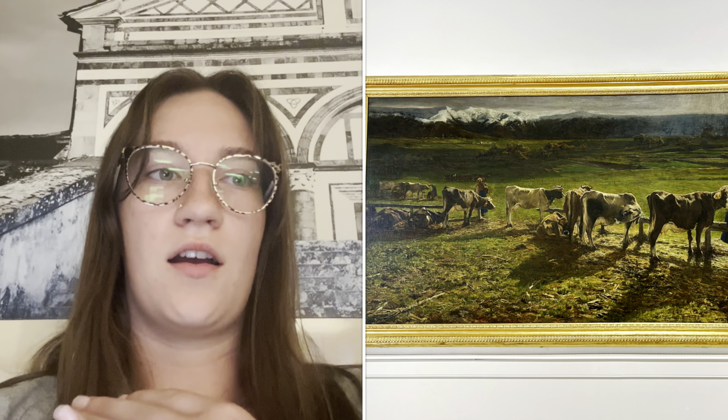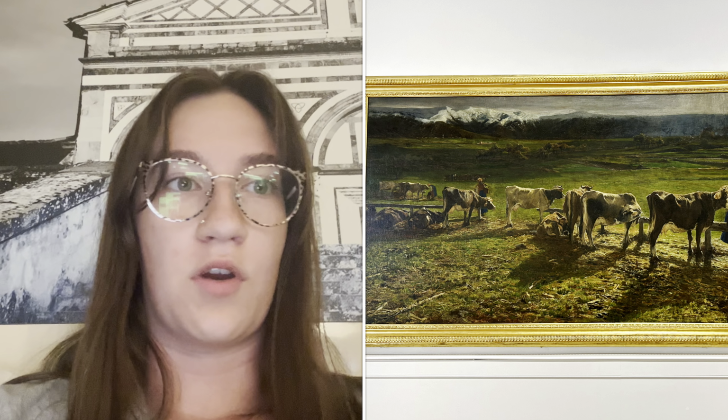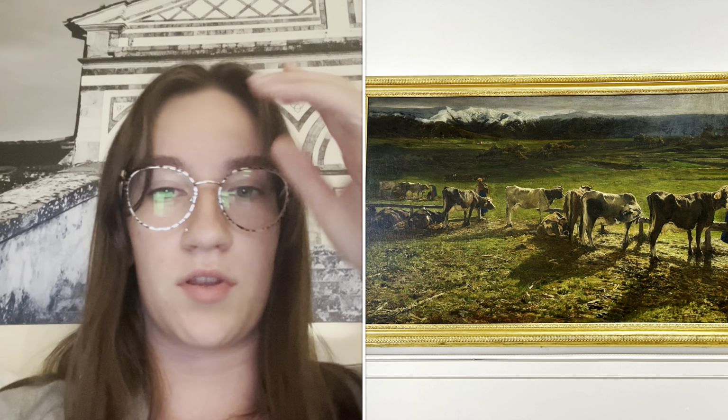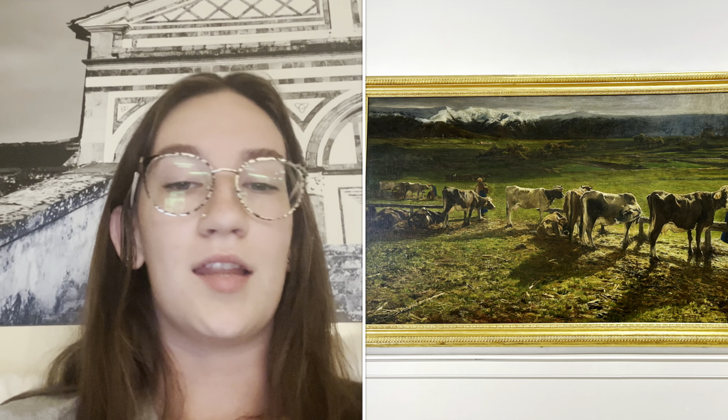The next piece I'm going to be talking about is Alla Stanga, which was originally painted in the Brianza area, a rural area in northern Italy, and is currently located in the Gallery of Modern Art in Rome. The artist responsible for the work is Giovanni Segantini, who is also Italian. The medium is oil paint on canvas. The period of the work is within realism and impressionism in the late 19th century.